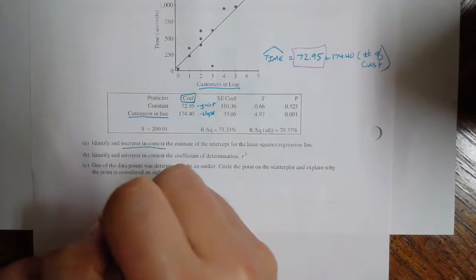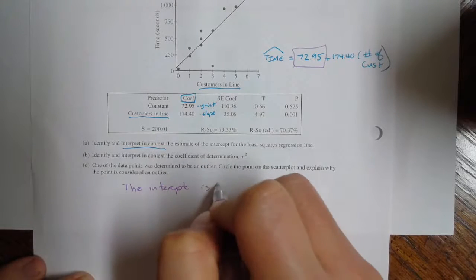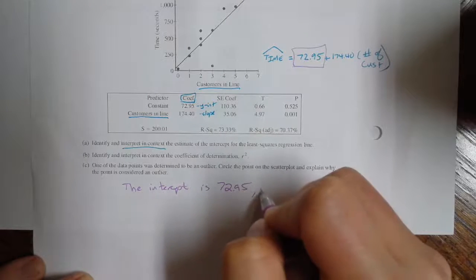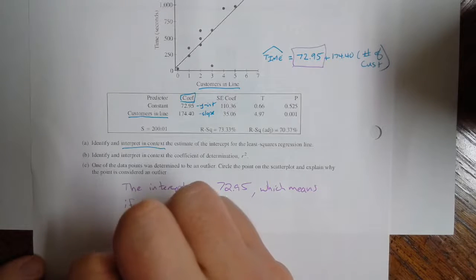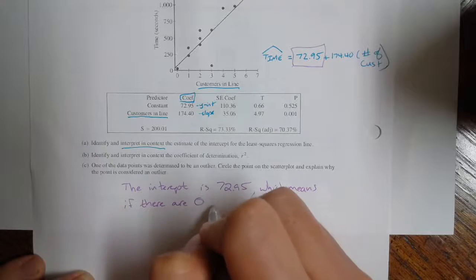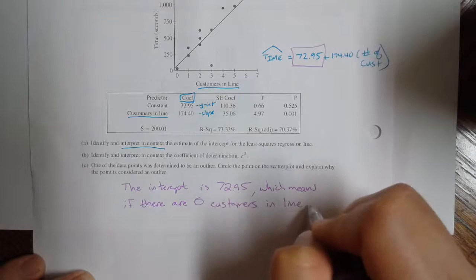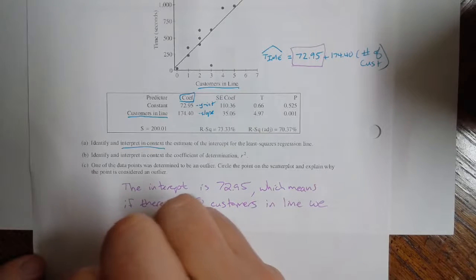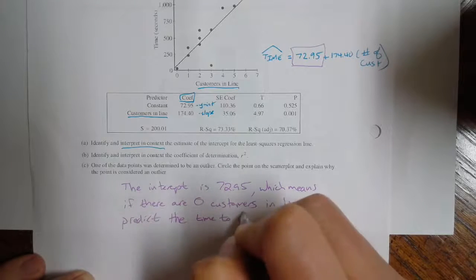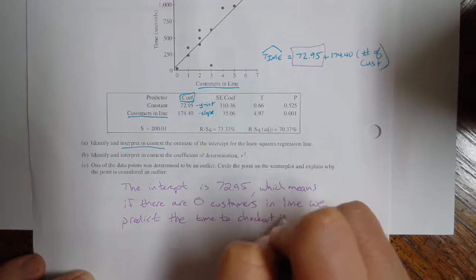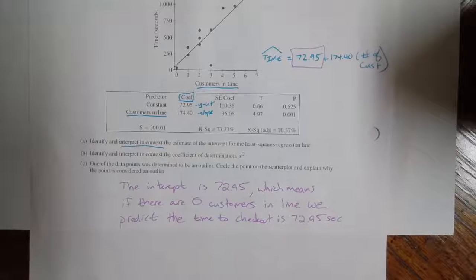So something like this would be good. The intercept is 72.95, which means if there are 0 customers in line, we predict the time to check out is 72.95 seconds.